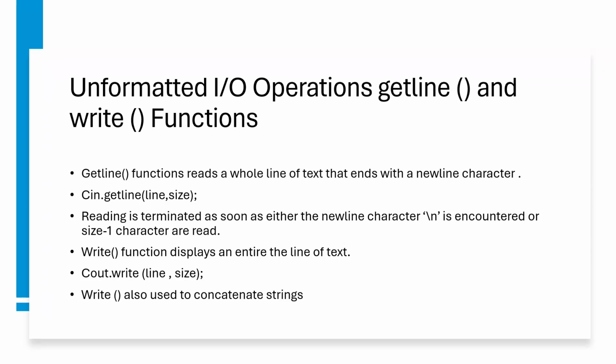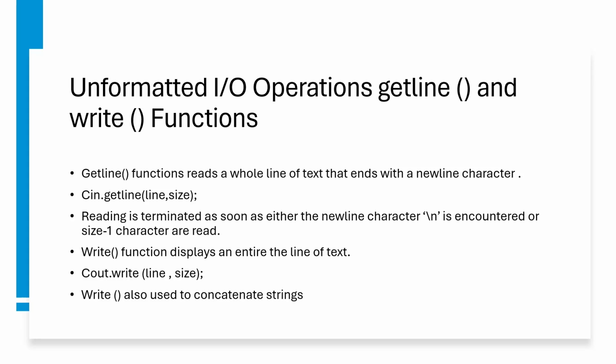And we have other functions: getline and write. The get function and the put function are used for input and output of data. Here the getline function reads a whole line of text that ends with a newline character. Whatever is given in the getline, it reads the whole line of text.